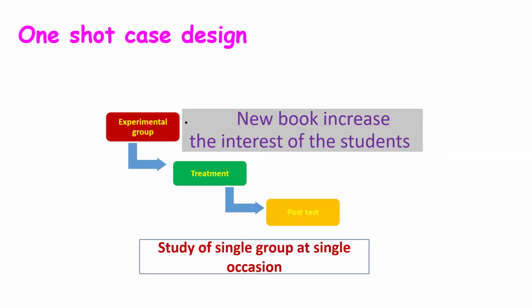One-shot case design is a study of a single group at a single occasion. At one time, a single group is selected for a research purpose. For example, there will be only one study group, the treatment will be carried out, and immediately on that single occasion, the post-test will be carried out. For example, a new book increases the interest of the student. Here, if you want to find out, we can select one group and do the treatment, some intervention, provide some questionnaire and find out the post-test in a single location. This is what is called one-shot case design.